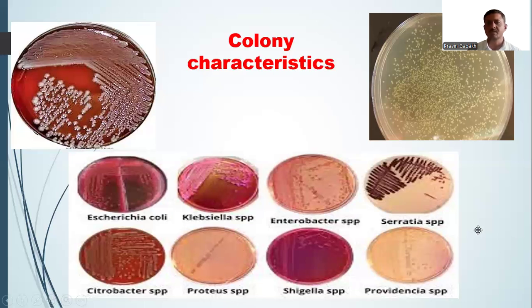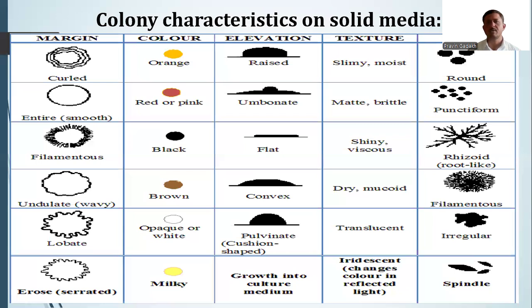These are the characteristic growth patterns that we have representatively taken to understand the colony pattern of these organisms. When we inoculate an organism on a solid medium, we have to study its colony characteristics with respect to size, shape, elevation, color, and margin. In this table, we have prepared the characteristics with respect to margin, color, elevation, texture, and shape of the colony.